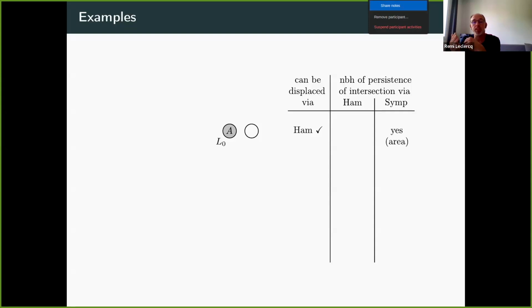For the following reason, it's again an area argument, right? If you try to displace L0 from itself, but staying in a neighborhood of L0 whose symplectic area is smaller than A, the symplectic area of the disk which is bounded by L0, then you will have intersection, right? You cannot displace it there. So of course, now you also have persistence of intersection via Hamiltonian diffeomorphism.